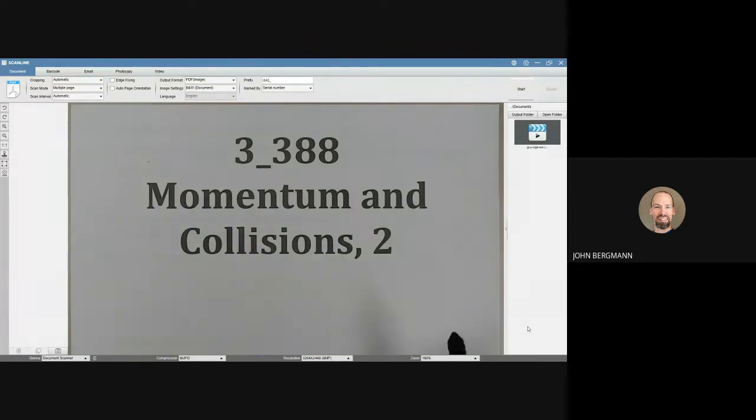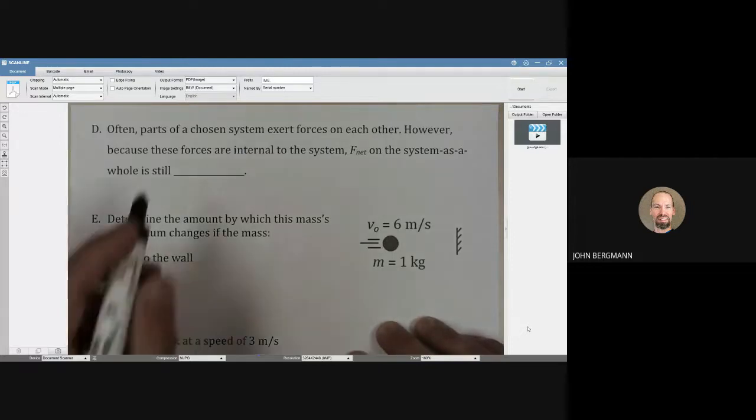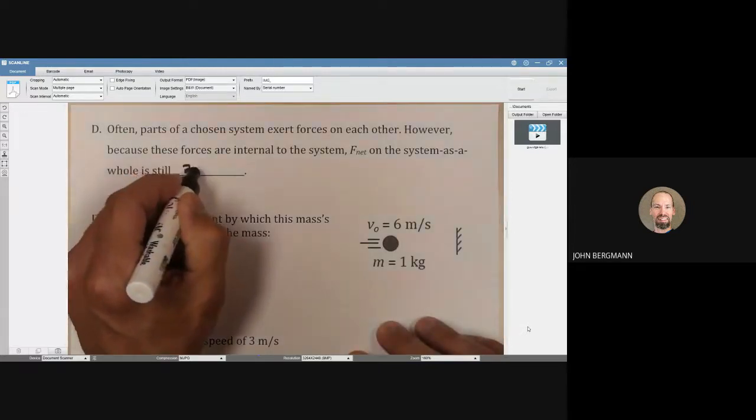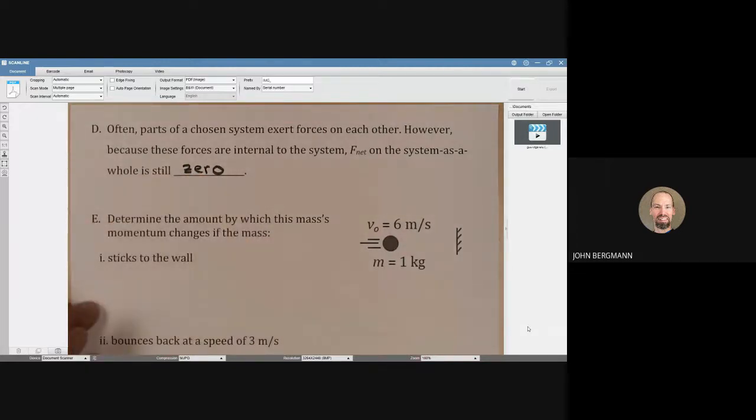Momentum in collisions 2. Often, parts of a chosen system exert forces on each other. However, because these forces are internal to the system, F net on the system as a whole is still 0. And we've mentioned that if the net force on the system is 0, that's when momentum is conserved.